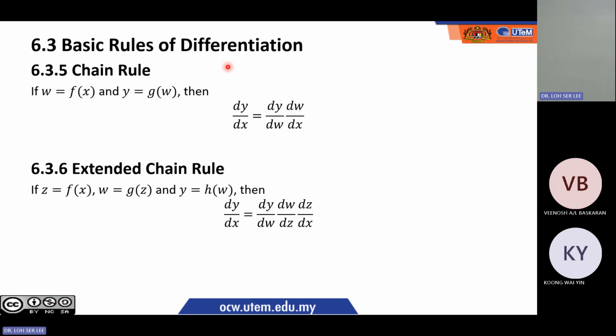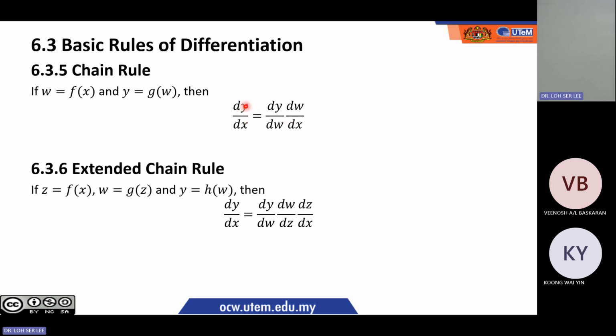Okay, now we look at this chain rule. If you have a function, okay, w in x, and then y in w, then this is the chain rule. Okay, when we want to find dy/dx, this is what we want, dy/dx, but we have one extra w. Okay, this one, you see, actually we can cancel this out with this one. Then you get dy/dx.